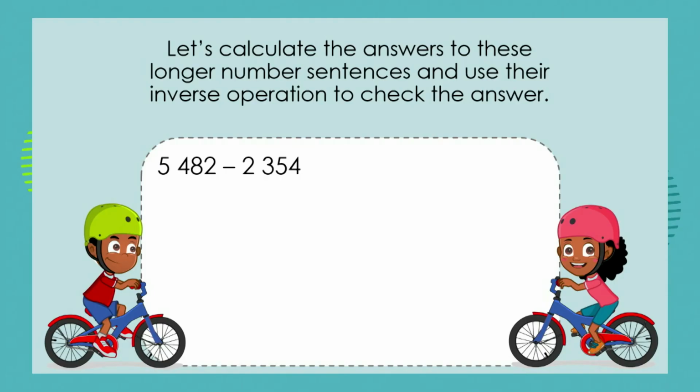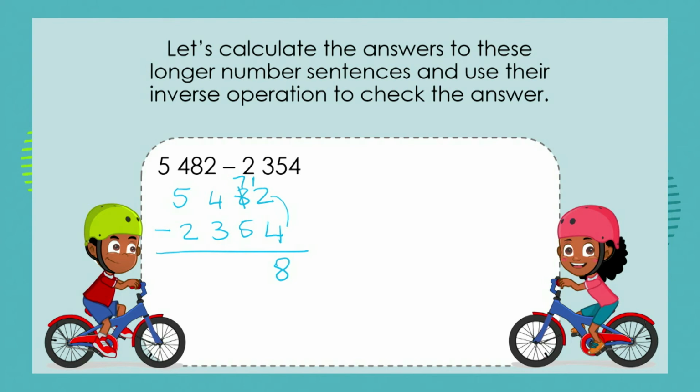So now we have 5,482 minus 2,354. Let's do this. So we set up our columns. 5,482. We minus 2,354. 2 minus 4 we cannot do, so we borrow. We make this a 7, make that a 12. 12 minus 4 gives us 8.